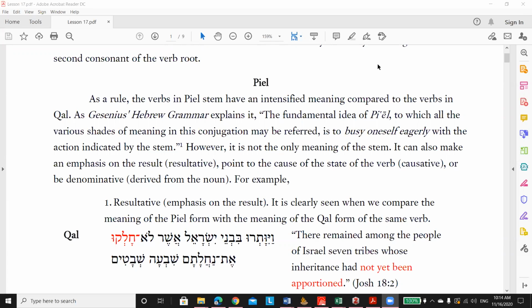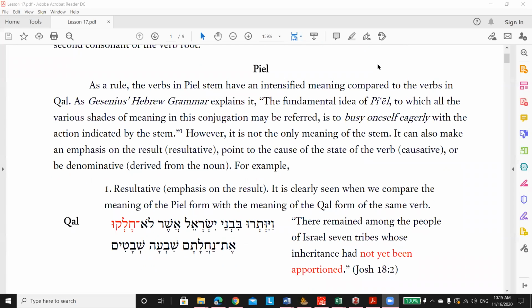But this is not the only meaning of the stem. For example, Gesenius' Hebrew grammar explains it like this: Piel is some occupation when somebody is very busy or eagerly busy with the action indicated by the stem. So this is one of the explanations of the Piel stem. But also there are some other variations of the meaning. One of them is the accent on result.